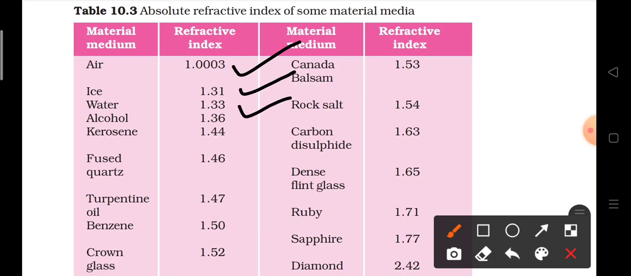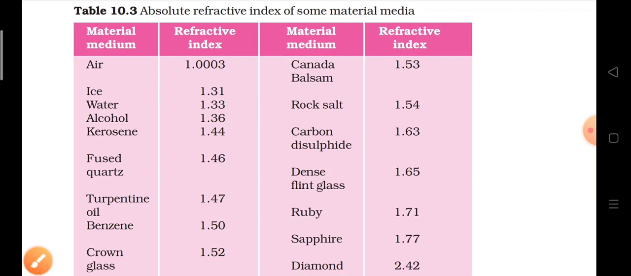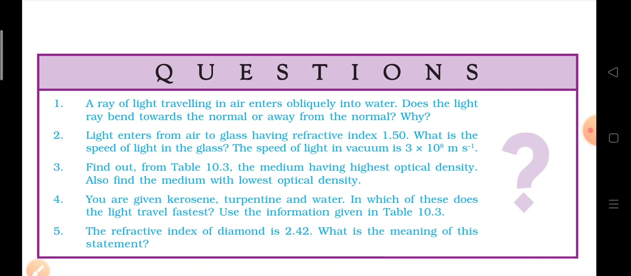In the same way, the refractive indices of different media have been provided, and diamond is the highest, that is 2.42. This means the speed of light in diamond is the least in comparison to all these media. Is it okay? You don't have to learn the values of these. They will be provided in numericals as well as in the board exam. You have to do these numericals.